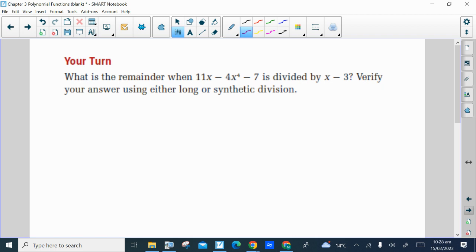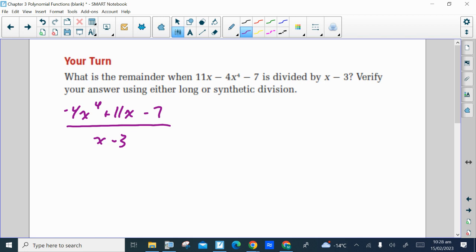So in this case here, we want to divide negative 4x to the 4. So I'm just going to write it in the proper order. Notice there is no x cubed or x squared term here. So when we check with synthetic division, we're going to have to deal with that by putting in a 0 for the x cubed coefficient as well as a 0 for the x squared coefficient. And make sure that they're in the right order, which I just did.